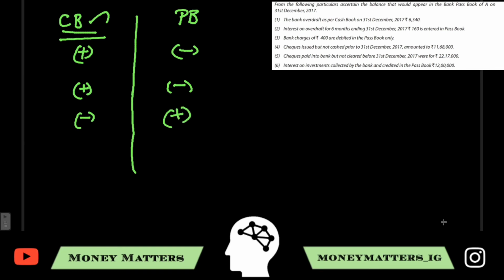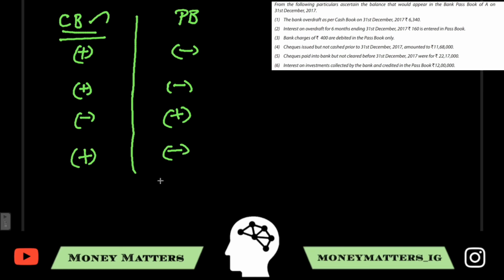Now the next part says check paid into bank but not cleared before 31st December 2017 which were 22,17,000. This simply means that the check is deposited into bank. Check paid into bank means the check has been deposited into the bank. So when the check is deposited, the cash book balance would always increase. And thus in the passbook there will be an opposite effect and it will decrease.